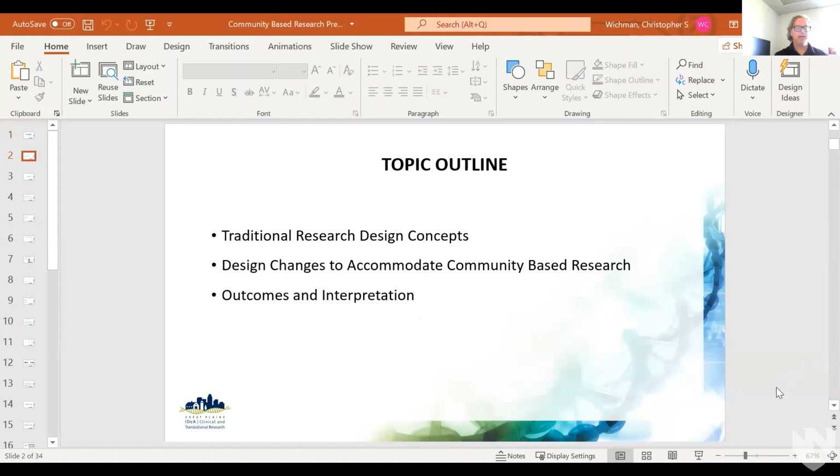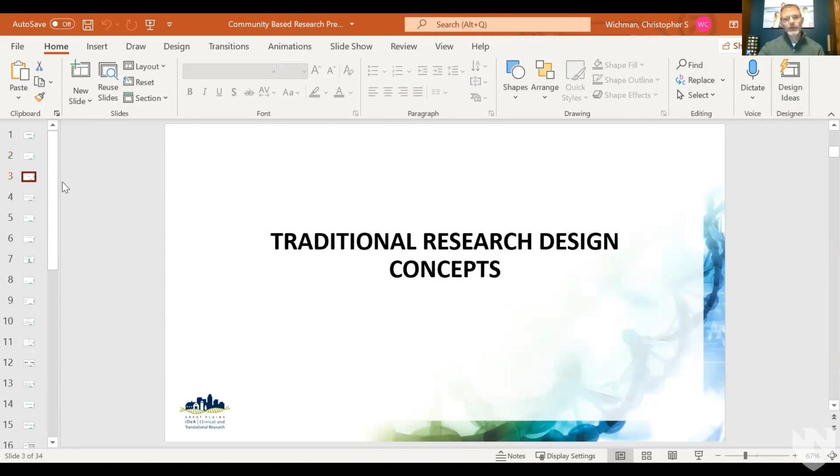So the topic outline I want to go through is just to go over a couple of the traditional research design concepts that hold true regardless of the type of study that you're doing. Then I'll get into some of the changes that are made to those designs to allow us to accommodate larger community-based research, and then get into some of the outcomes and the way we define them rather than interpret them necessarily.